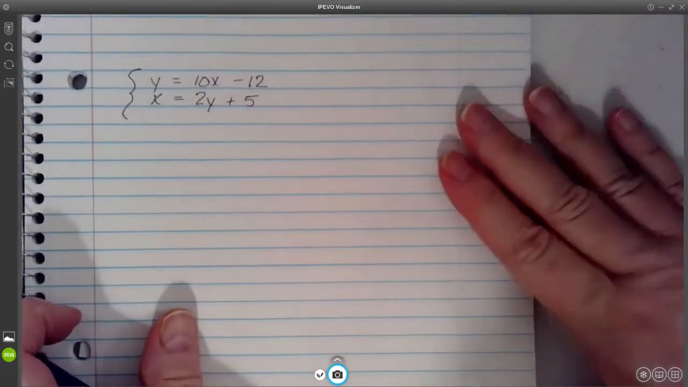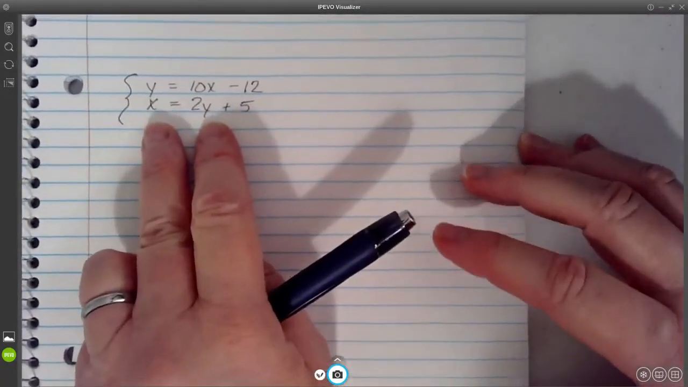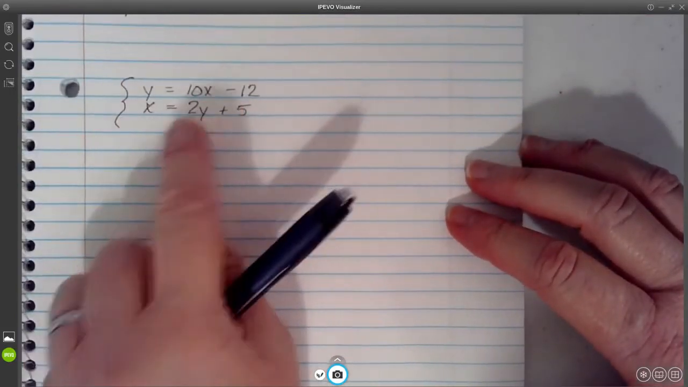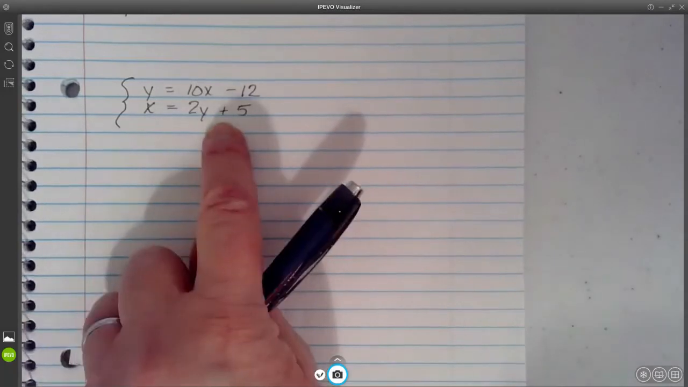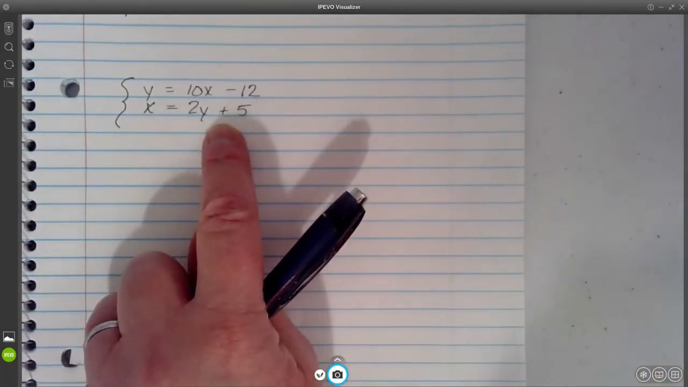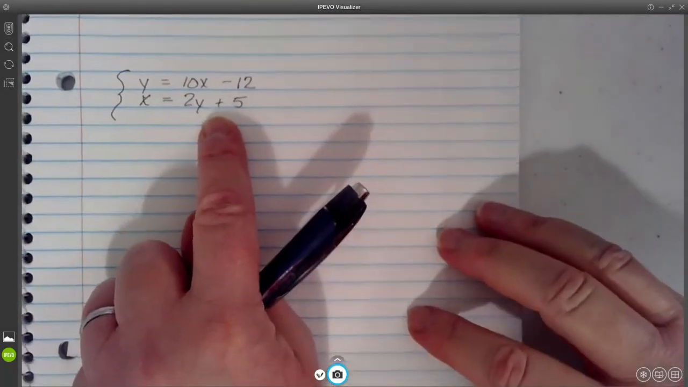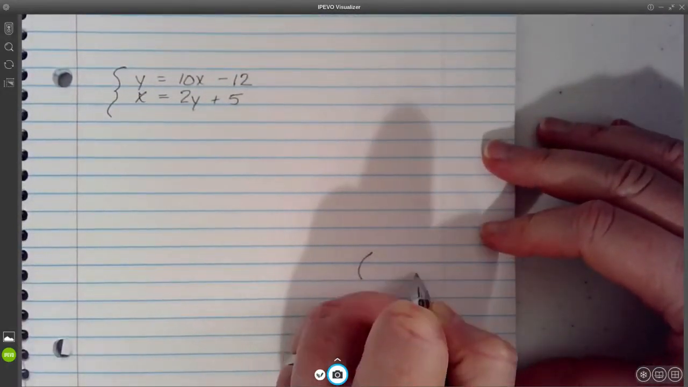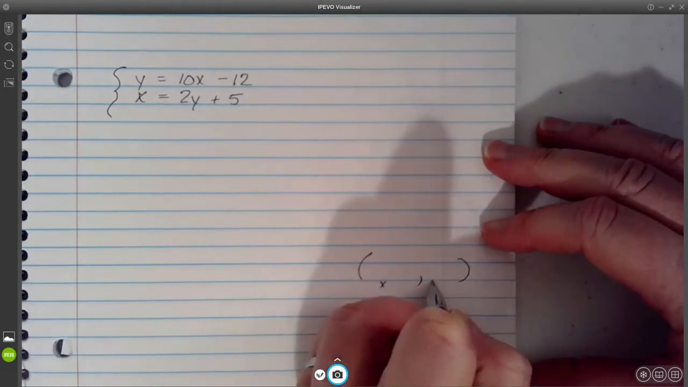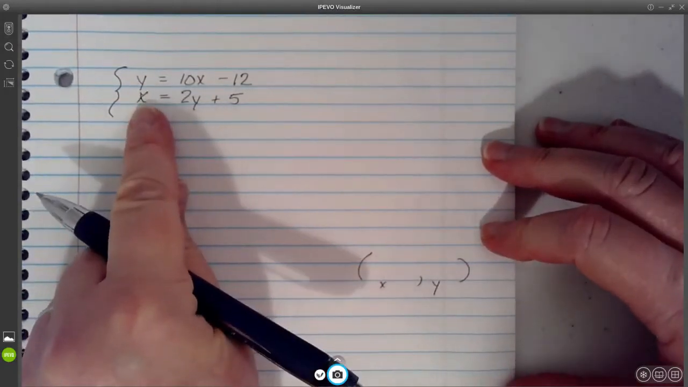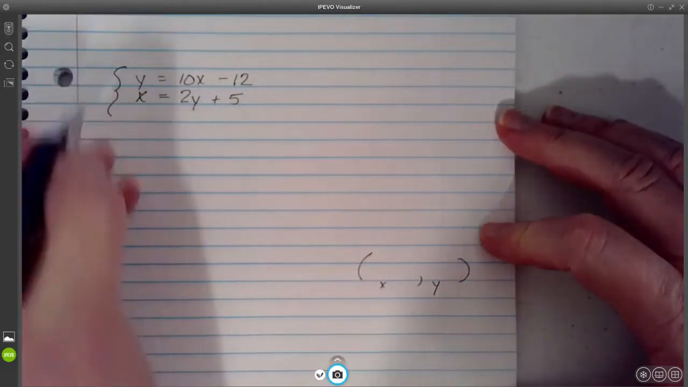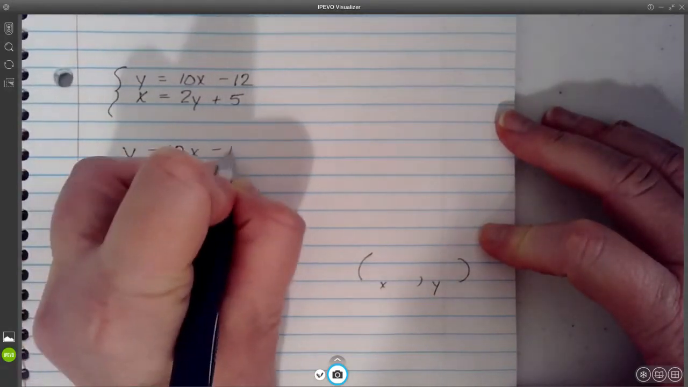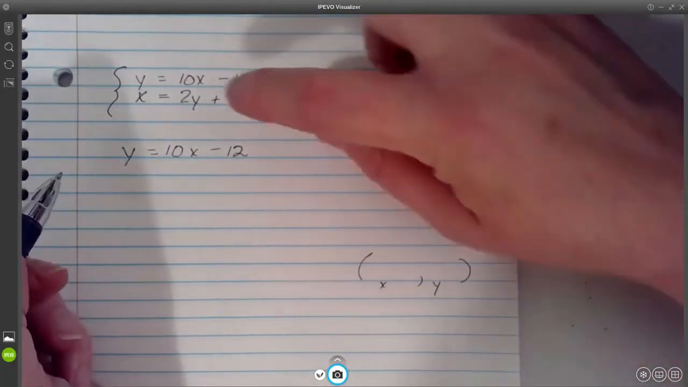The last type of equation we asked you guys to do was full-on substitution, where y is an expression like 10x minus 12, and x is an expression like 2y plus 5. This is the hardest kind. But essentially the steps are the same. You know that when you're done, you need an x answer and a y answer. And I haven't given you either one. So I'm going to take the first problem and I'm going to substitute. The name of the game is substitution.